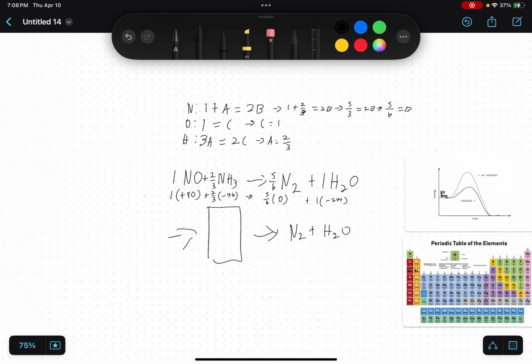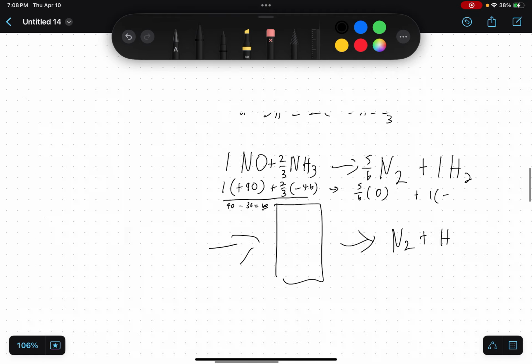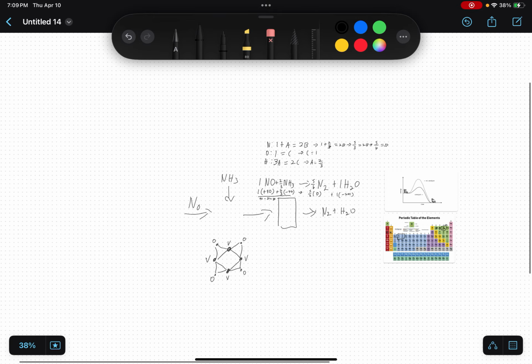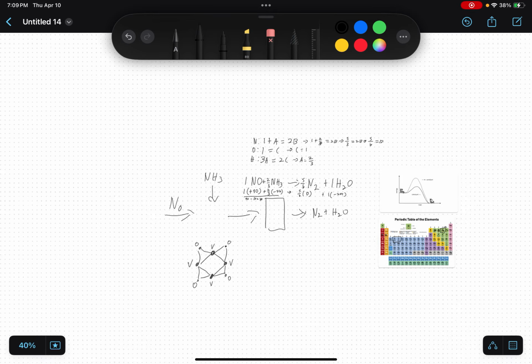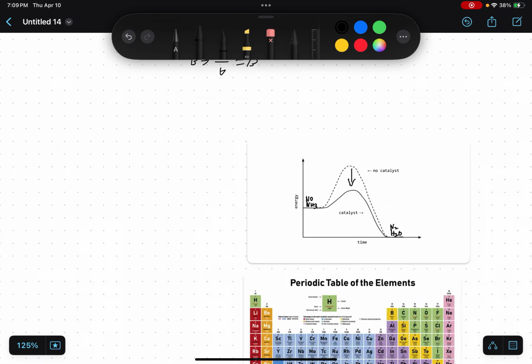So the right side is favorable, but there is an activation energy because the left side is not 0. The activation energy is 90 minus 2/3 of 46, which is 30, which equals 60. So it is not 0, which means there is activation energy that it has to overcome, which sucks. But catalysts lower that activation energy. So how do they do that?